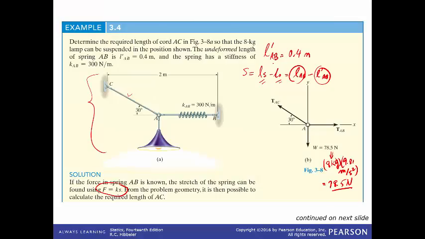Okay, so let me go to the next one. So here is where we have the spring, and I always like to show the spring there. So remember that then TAB is going to be equal to the spring constant times the stretch, and the spring constant is 300 newtons per meter times the stretch. Let me go back and read. So we have to determine the required length of cord AC. So first thing we do is calculate the forces.